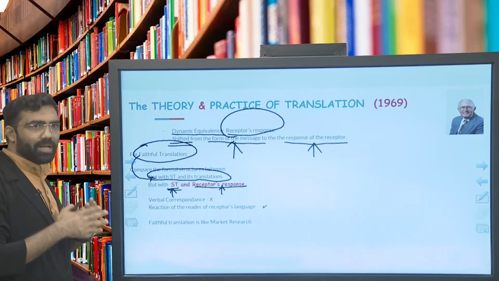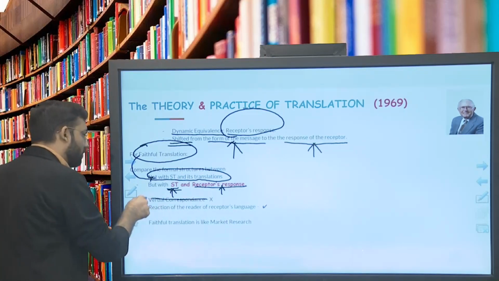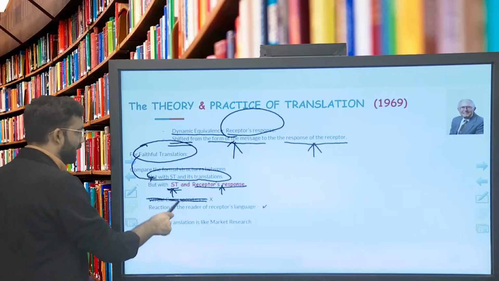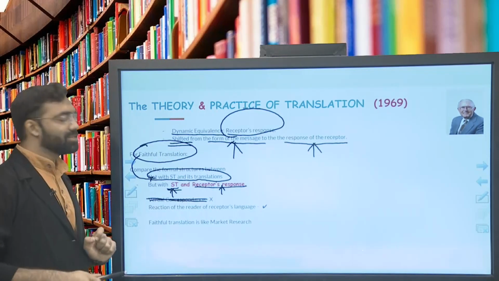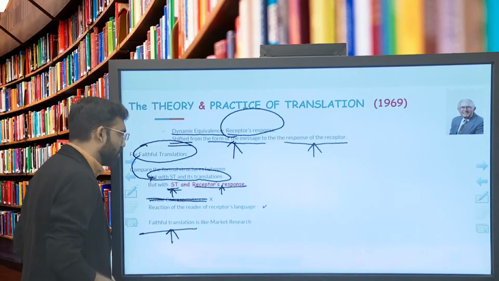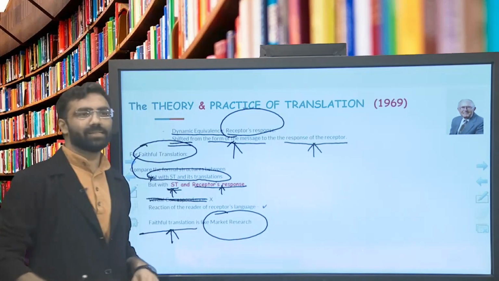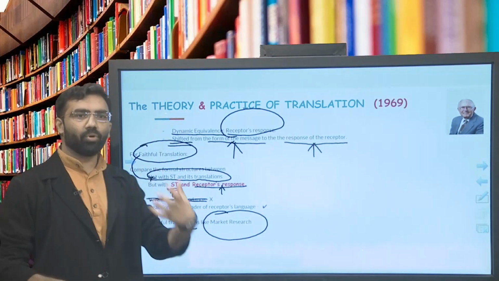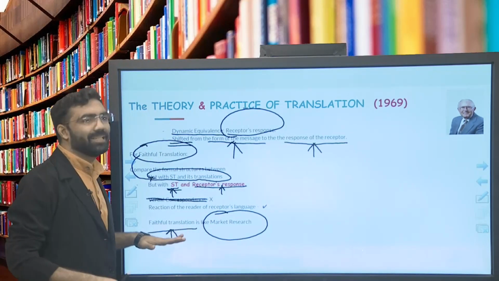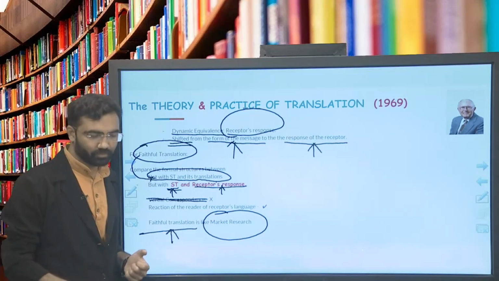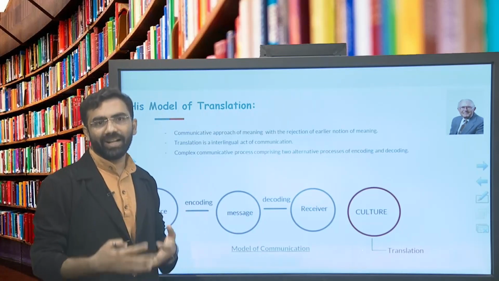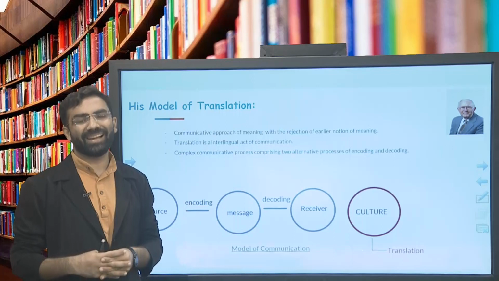There should not be much worry about the verbal correspondence. Leave it. What he says is, have a focus on the reaction of the reader or the receptor language. Then he gives an example that your faithful translation looks like market research. Look at the response of the receptors which are there. And then your faithful translation is like market research. This was the background that you would require to understand the model of translation.